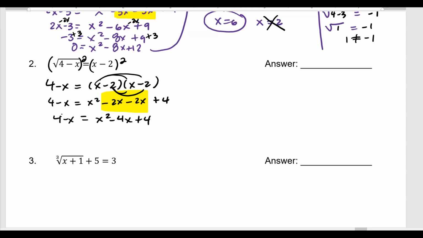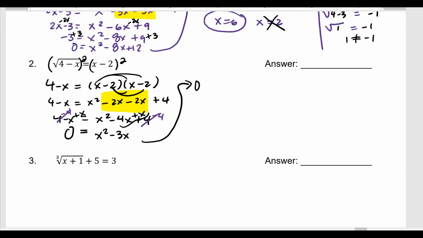Then we're going to subtract 4 from both sides. That's going to get rid of these numbers. And you can go ahead and add x to both sides. So you get 0 on this side since you cancel everything out from the left side. X squared, what is negative 4x plus x? That's negative 3x. So now we have everything on one side.